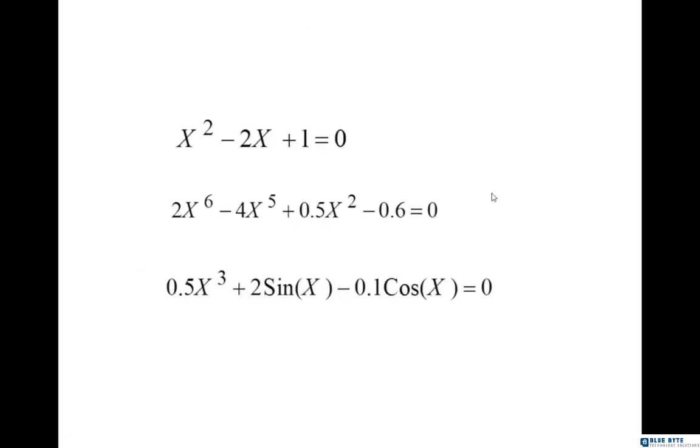Here, as you can see, we have the equation x to the power 2 minus 2x plus 1 equals 0. We want to simulate it. As you know, the aim of an equation is finding the unknown. So here we should find the amount of x.